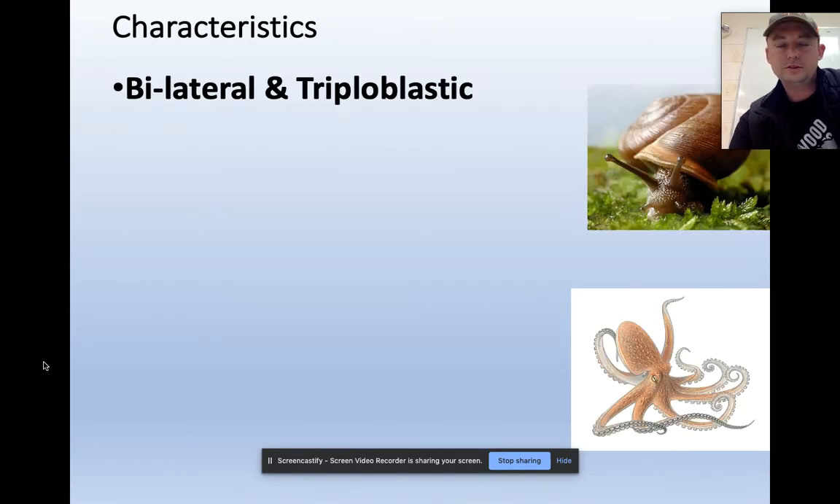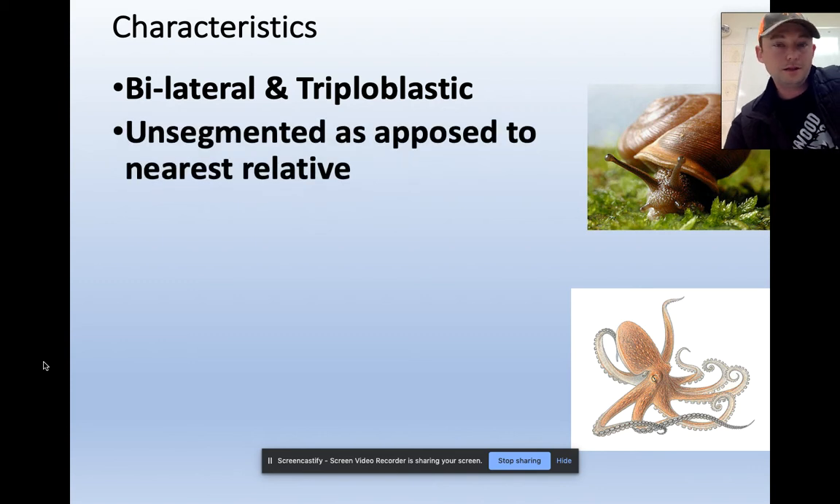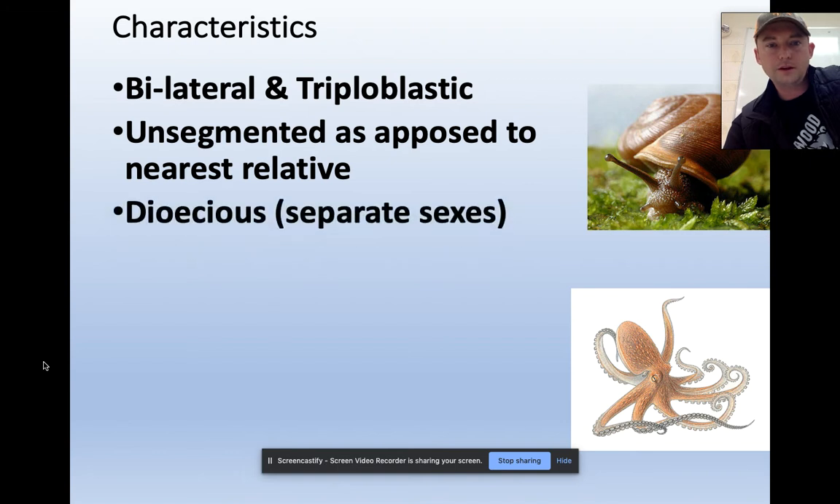So jumping straight into the characteristics from your hot sheet. These are bilaterally symmetrical. Again, all animals in the animal kingdom except sponges and cnidarians show bilateral symmetry, at least at some point in their lifespan. They are triploblastic, meaning they have those three germ layers: endo, ecto, and mesoderm. They are unsegmented, as opposed to their nearest relatives, the annelids, the segmented worms. They are dioecious, which means, again, they are separate sexes.